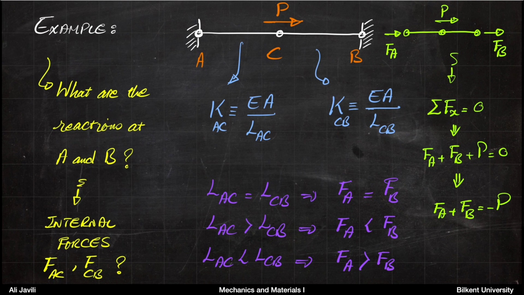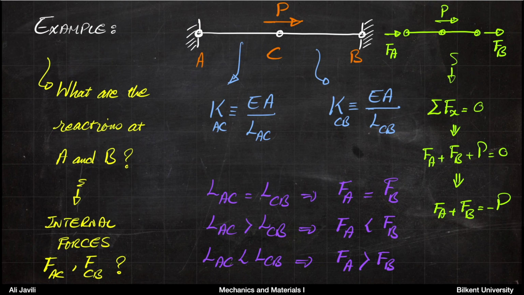And then the opposite case happens if you think of the opposite case. So basically, if you assume that you apply the force P right on top of point A, that would tell you that LAC is going to 0. So in that case, if LAC goes to 0, so it's much, much smaller than LCB, then FA would be much, much larger than FB.